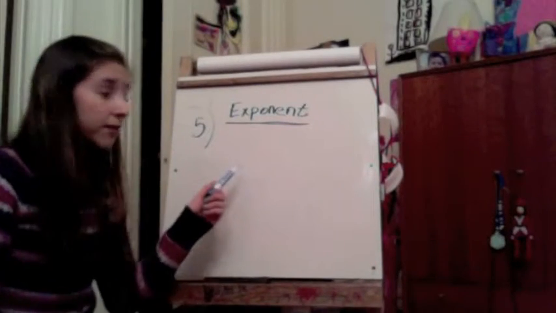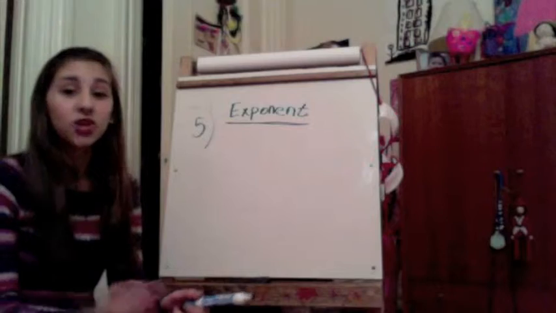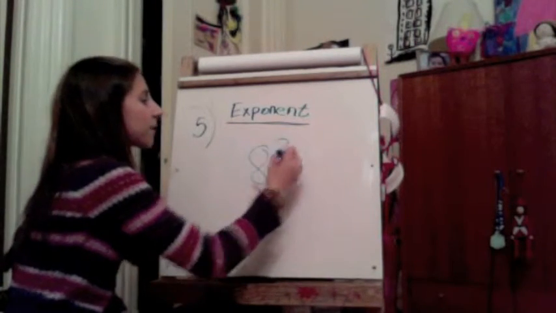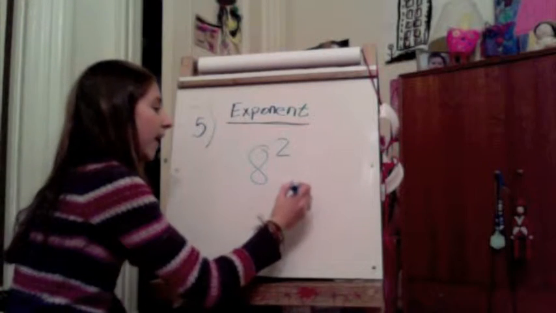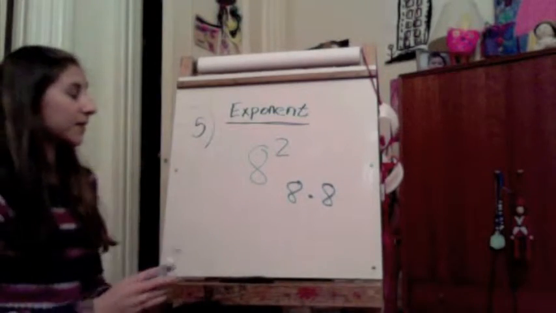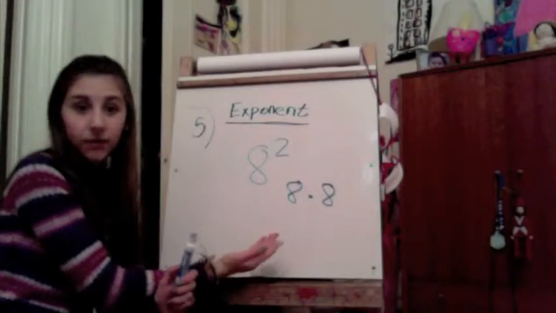An exponent is the power, and it tells how many times the base is used as a factor. 8 to the second power is also translated to 8 times 8, because it is telling how many times the base is used as a factor, twice.